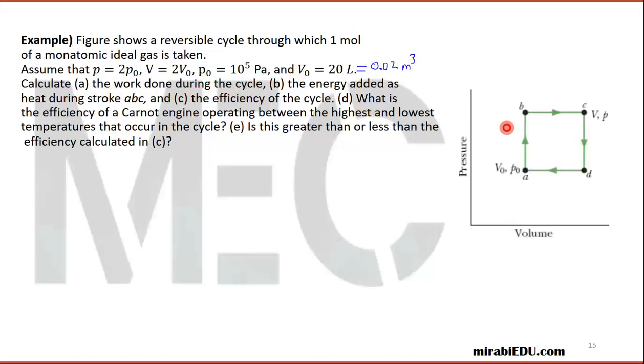The work done during the cycle is the area inside the cycle. So the area inside the cycle is V0 times P0, length times width. So V0 times P0, which will be 200 times 10 to the 5, which will be 2000 joule. Is it positive or negative?